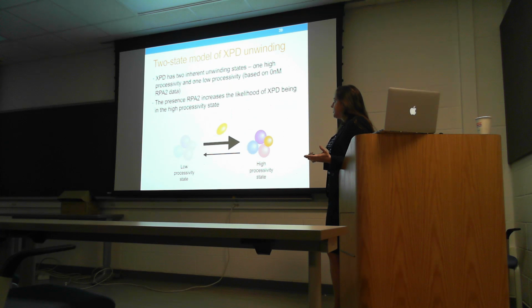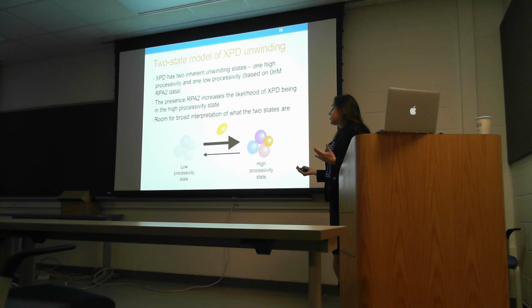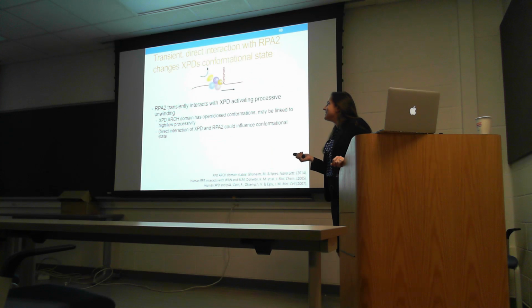Just to remind you, in this two-state model we have a low processivity state, a high processivity state, and RPA2 increases the likelihood of high over low. But again, there's room for broad interpretation of the physical underpinnings of these states. For future work, we are going to need to look into what is physically causing these two different states. I'm going to tell you a couple of ideas about what that could be. One is this transient direct interaction that we haven't been able to rule out.